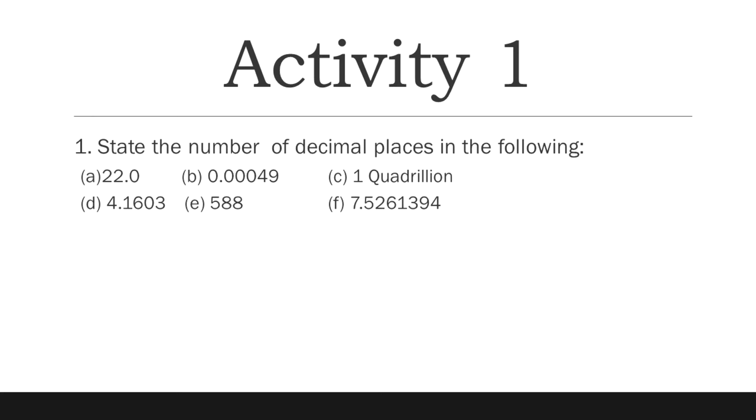State the number of decimal places in the following. A, 22.0. B, 0.00049. C, 1 quadrillion. D, 4.1603. E, 588. F, 7.5261394.